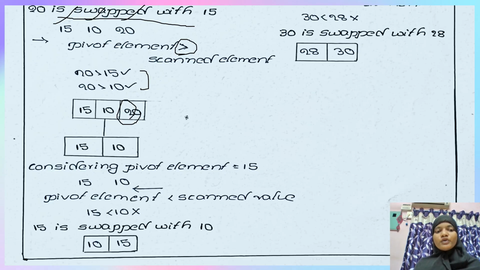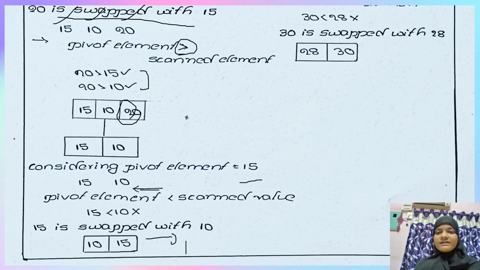Here we need to divide the sublist until the sublist contains only one element. Considering the pivot element as 15 and the list 15, 10, we need to compare from the right side. The pivot element is less than the scanned value, so 15 less than 10, which is false. So 15 is swapped with 10. Again, when the list is divided into sublists, each contains only one element. So the two elements are already in sorted order.